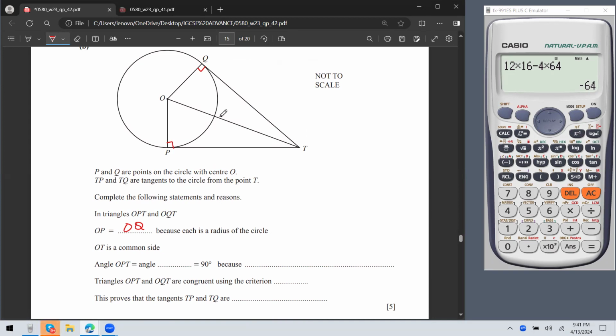So you can call that angle OQT. Because angle between tangent and radius is 90-degree always.